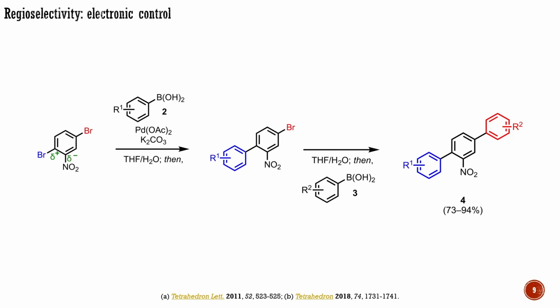Due to the electron-withdrawing nitro substituent, the first oxidative addition occurred preferentially at the more electrophilic carbon-bromine bond ortho to the nitro group, resulting in the ortho-substituted biaryl intermediate. Subsequently, this intermediate underwent a second coupling at the meta position upon the addition of the second structurally different aryl boronic acid to provide the desired terphenyl scaffold.